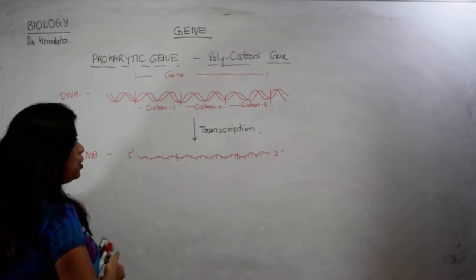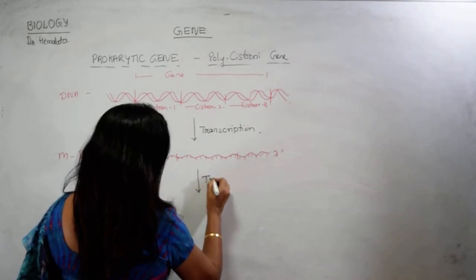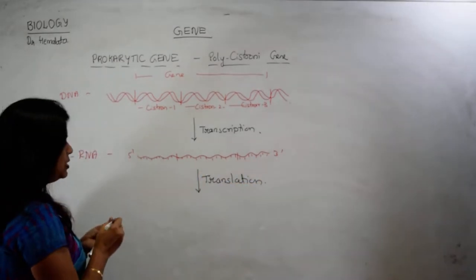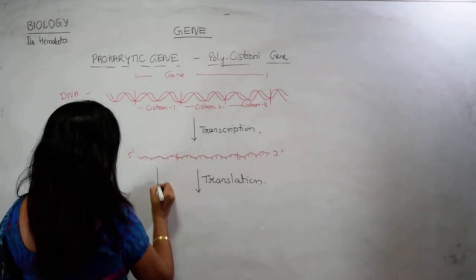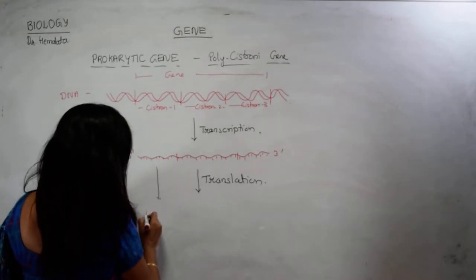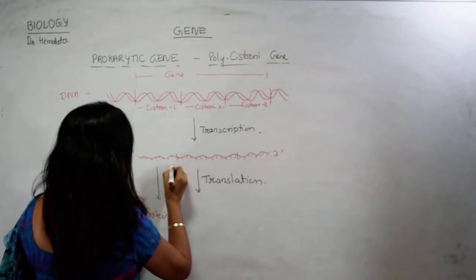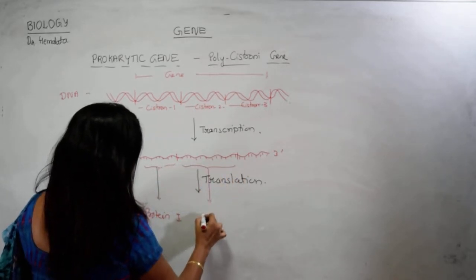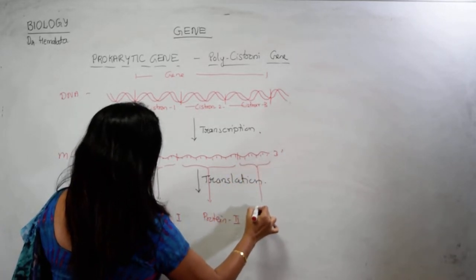Whenever it undergoes translation, understand this properly, it produces proteins. Based on these coding messages, proteins have to be produced. So unit 1, cistron 1, will produce protein number 1. From here till here, it forms protein 2. Then from here till here, it forms protein 3.